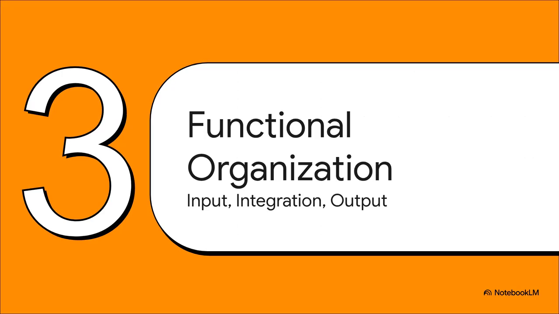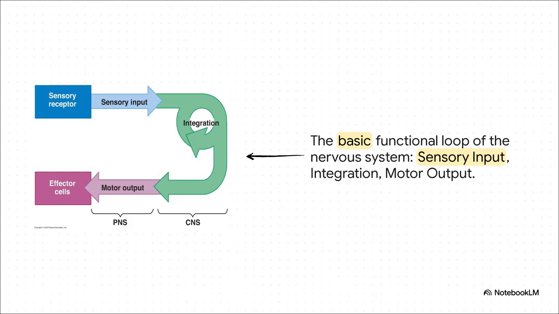Okay, we know what it is. Now let's look at how the nervous system is actually organized to get all its jobs done. It's a seriously impressive piece of biological engineering. At its core, the entire nervous system runs on this really simple but incredibly powerful 3-step loop.